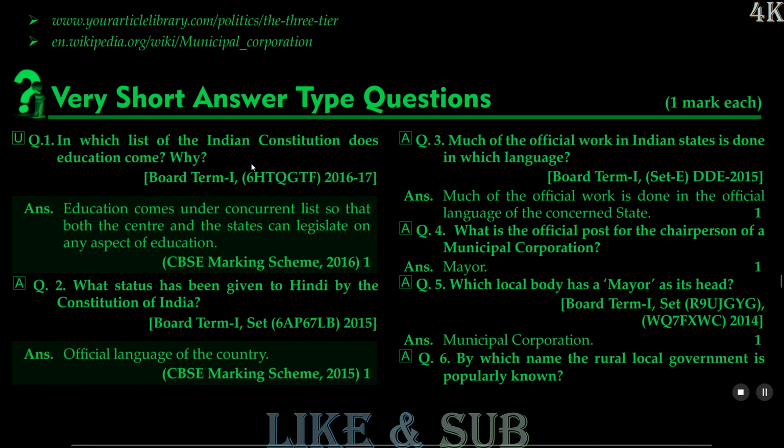In which list of the Indian Constitution does education come? Board Term I, 2016-17. Answer: Education comes under the concurrent list, so that both the Center and the states can legislate on any aspect of education. CBSE Marking Scheme, 2016, 1.